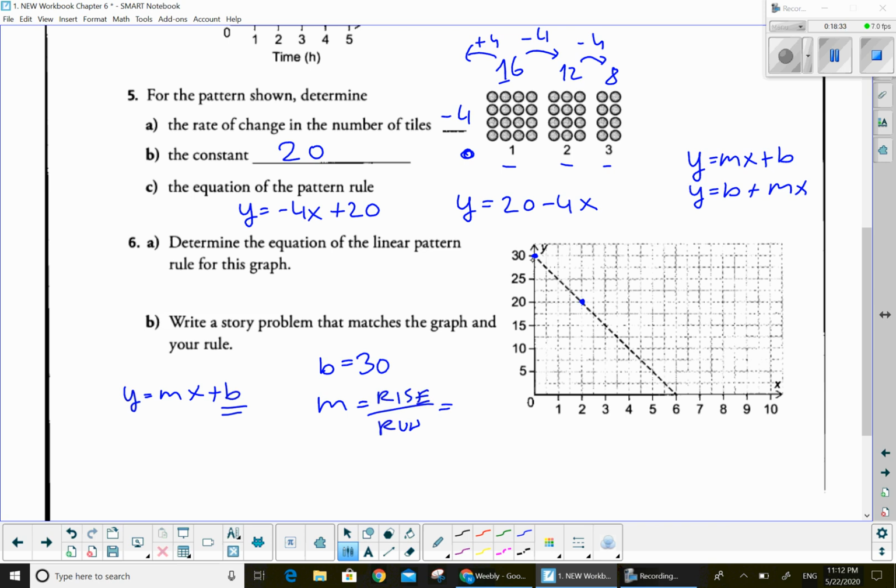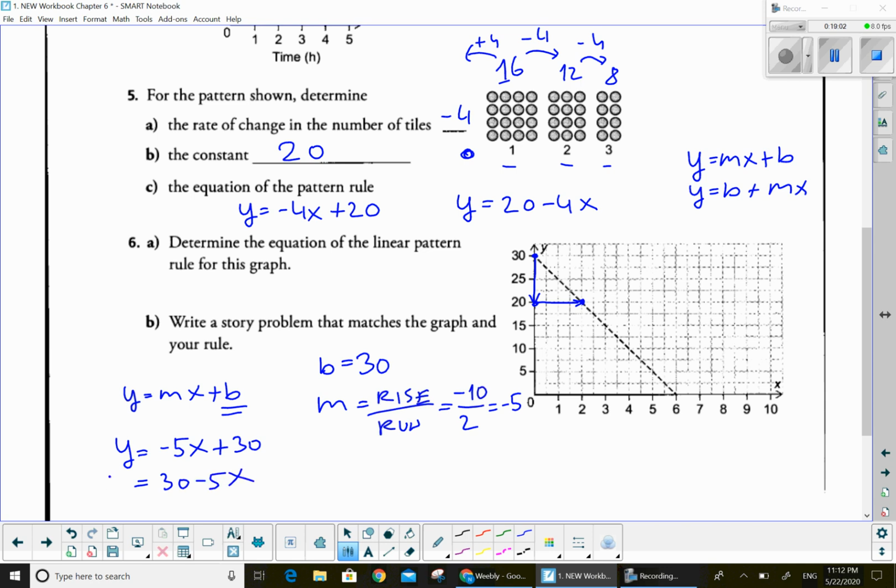So my rise is actually my negative rise, which means I'm going from the 30th floor of the building to 20th, which is negative 10 floors. And my run is from 0 to 2, which means negative 5. So that's my rate of change. And here's my equation. Negative 5x plus 30, or 30 minus 5x.